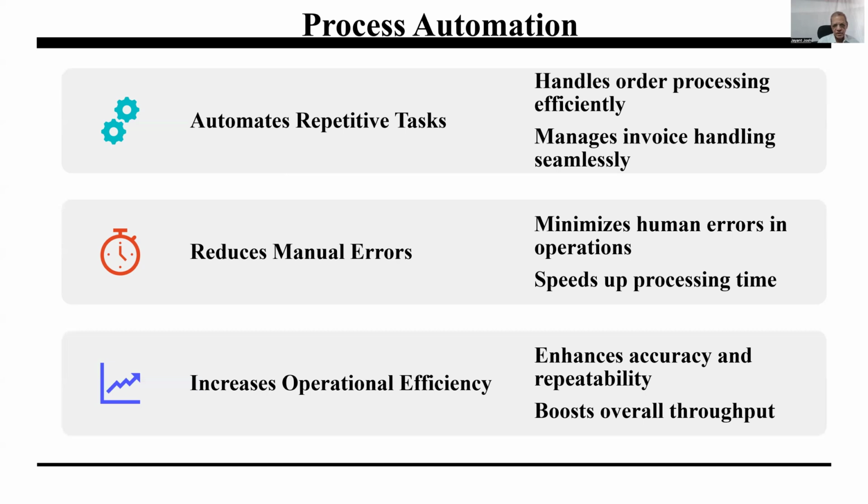As I mentioned earlier, it reduces manual error, and minimizing human errors in the operation can speed up the processing time. Definitely, fewer manual errors and an automated process operation will improve the efficiency also. And your operational efficiencies with minimum errors can enhance accuracy and repeatability, which boosts overall throughput actually.